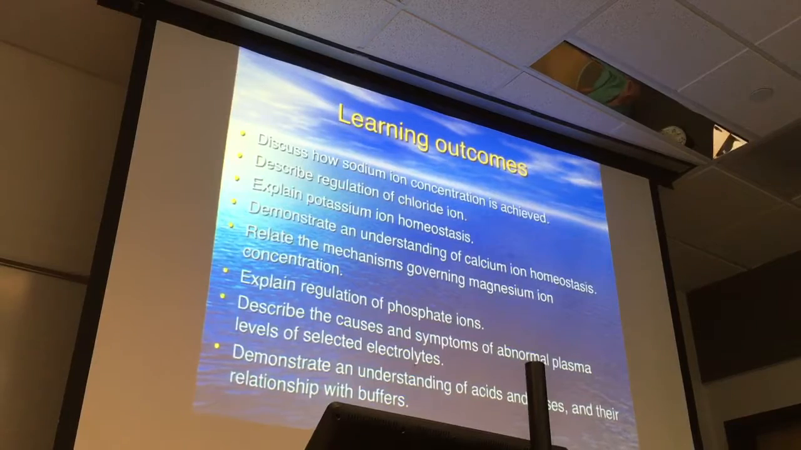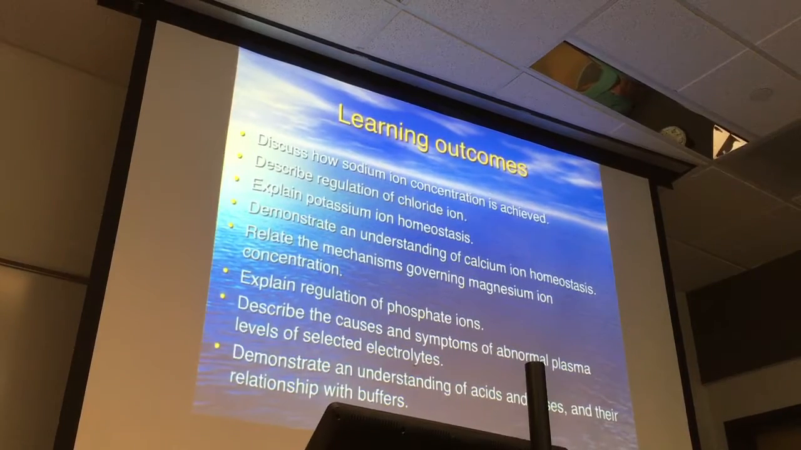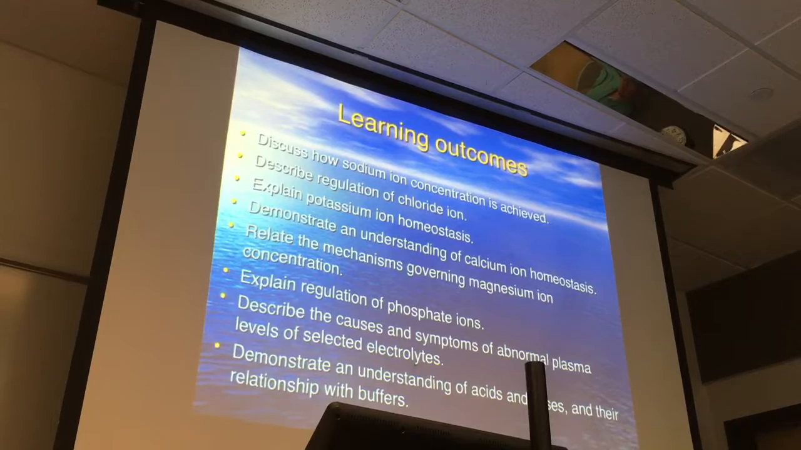Describe the regulation of chloride ion. That's an easy one. It's regulated right along with sodium. Explain potassium ion homeostasis. Demonstrate an understanding of calcium ion homeostasis. We've covered that before in chapter 6 on bones. Regulate the mechanisms governing magnesium ion concentration. Explain the regulation of phosphate ions. Describe the causes and symptoms of abnormal plasma levels of selected electrolytes.